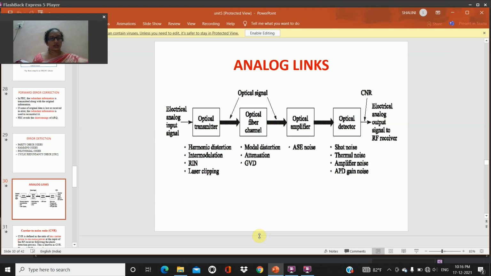Mainly, the optical transmitter involves harmonic distortion, intermodulation, RIN and laser clipping, and the optical fiber channel modifies the attenuation, GVD and modal distortion. The optical amplifier adds ASE noise. The optical detector detects shot noise, thermal noise, amplifier noise and APD gain noise, and that is given to the CNR. The electrical analog output signal goes to the RF receiver.